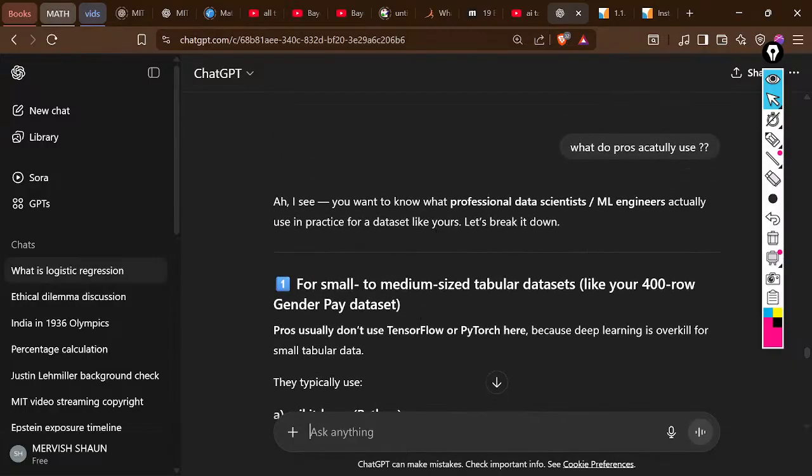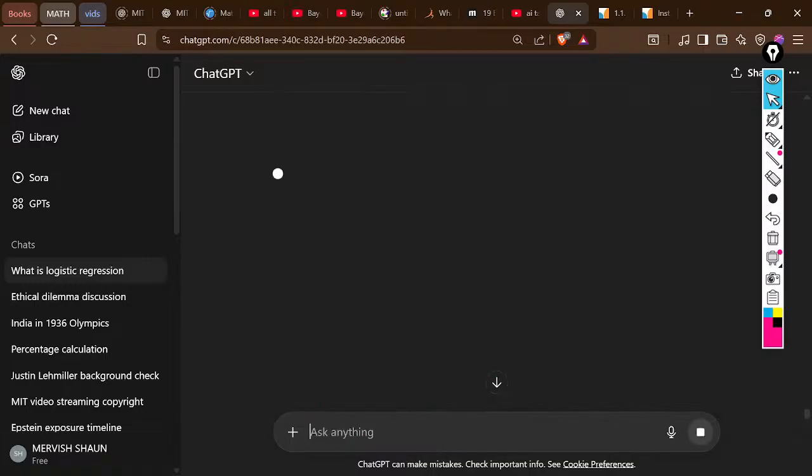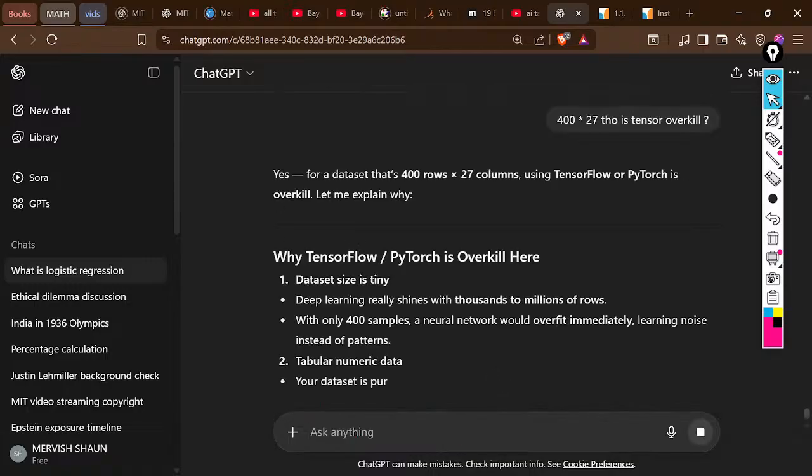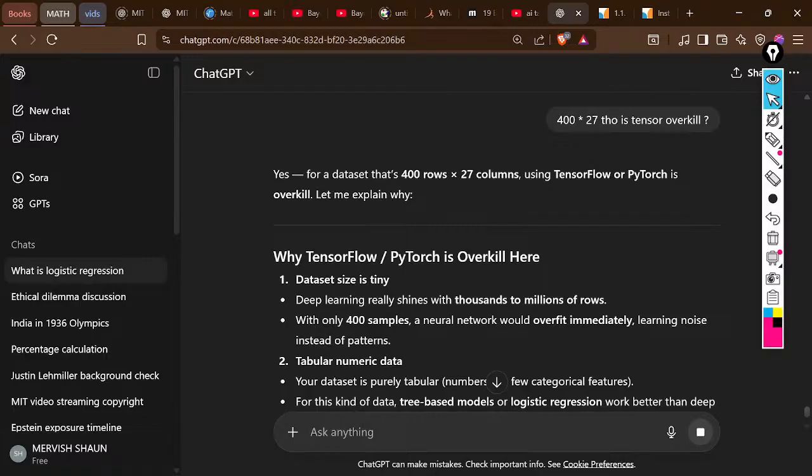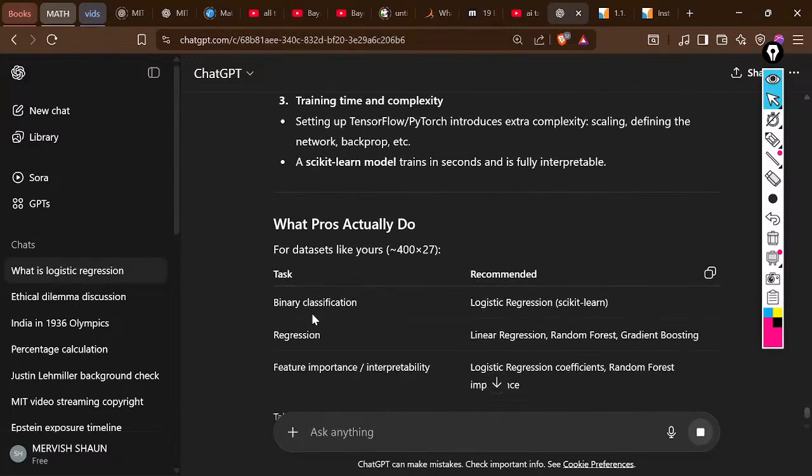Like 400 rows into 27 though. This tensor good. Using tensor, so okay, let me explain why. What pros actually binary classification. Regression.